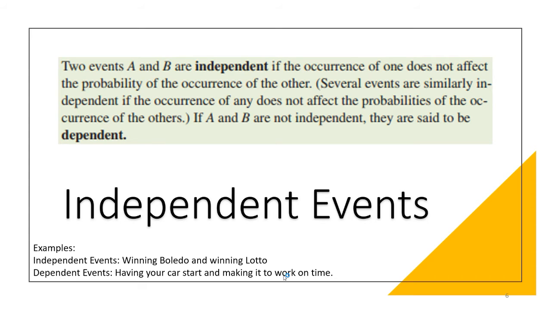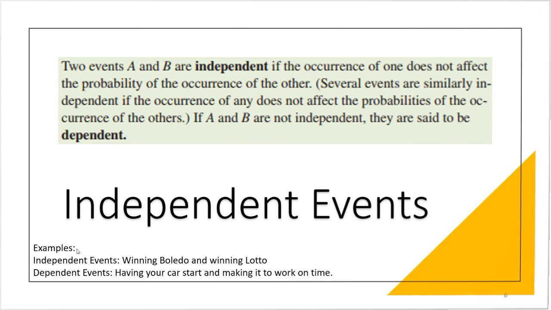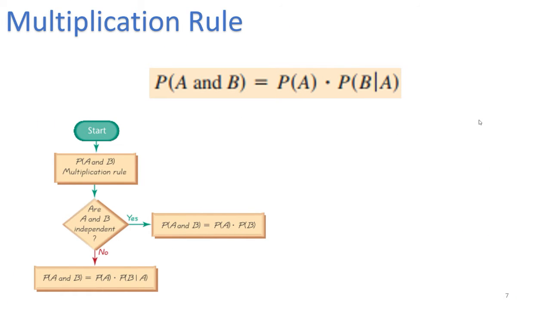You are less likely to make it to work on time if your car doesn't start. So I think these are two good examples here. And here we are finally at the multiplication rule. The probability of A and B is the probability of A times the probability of B given that A occurred.